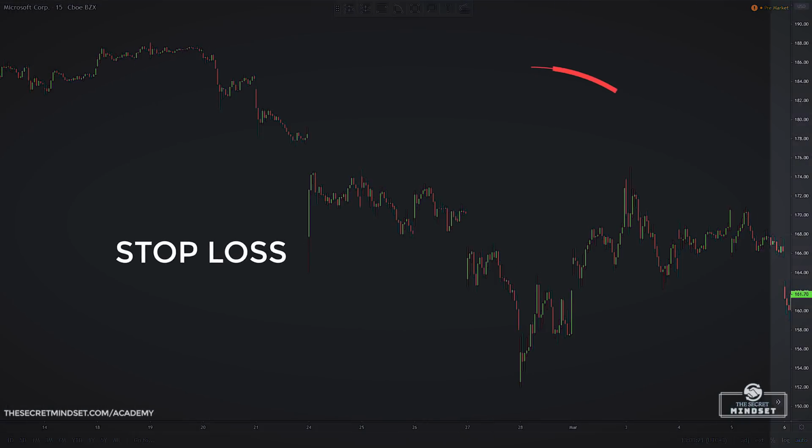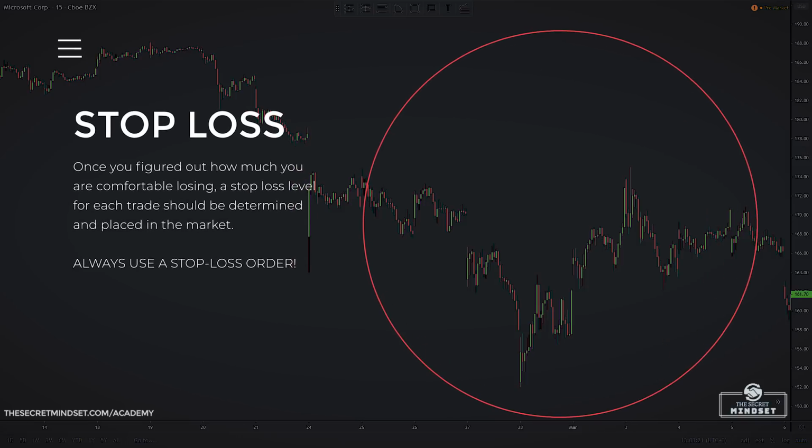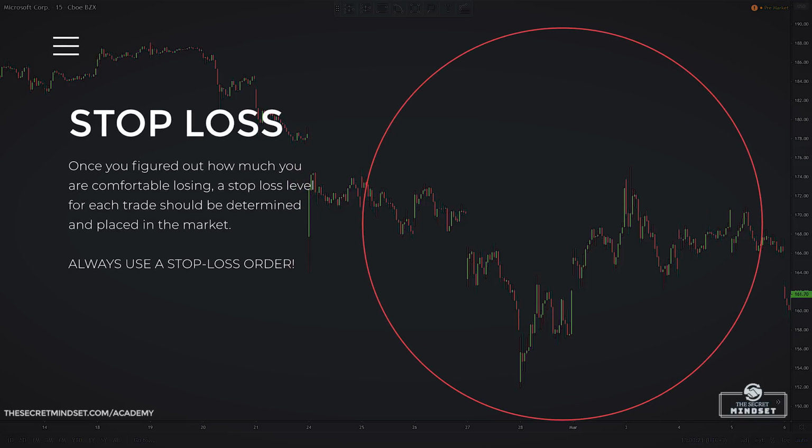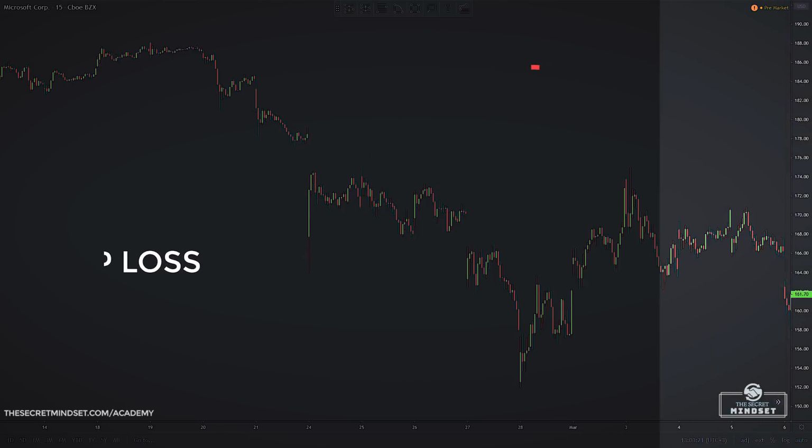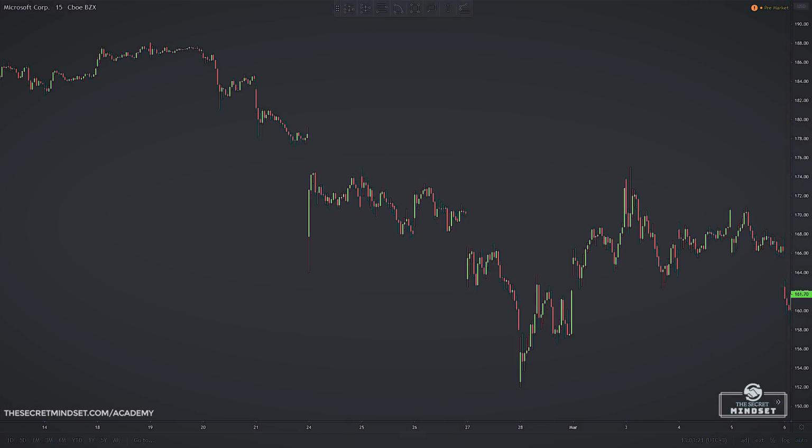Once you figured out how much you are comfortable losing, a stop-loss level for each trade should be determined and placed in the market. A seasoned trader will generally know where to put their stop-loss orders after having optimized their trading plan, and chart analysis is often performed when setting stop-loss orders.